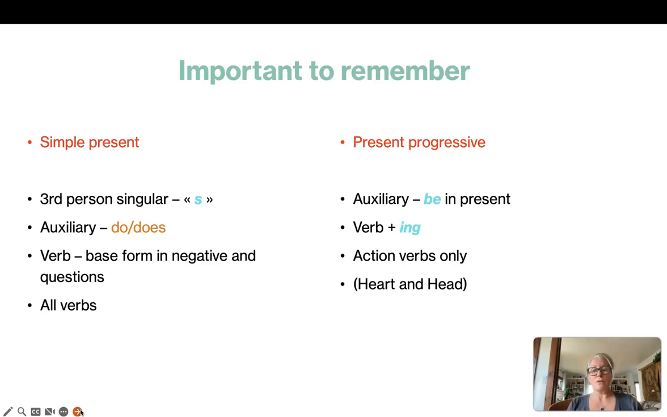But the present progressive, the auxiliary is the verb to be in the present. You remember that. And our verb has an ing on it. We use the present progressive with action verbs only. And I'll talk about the heart and the head here in a moment.